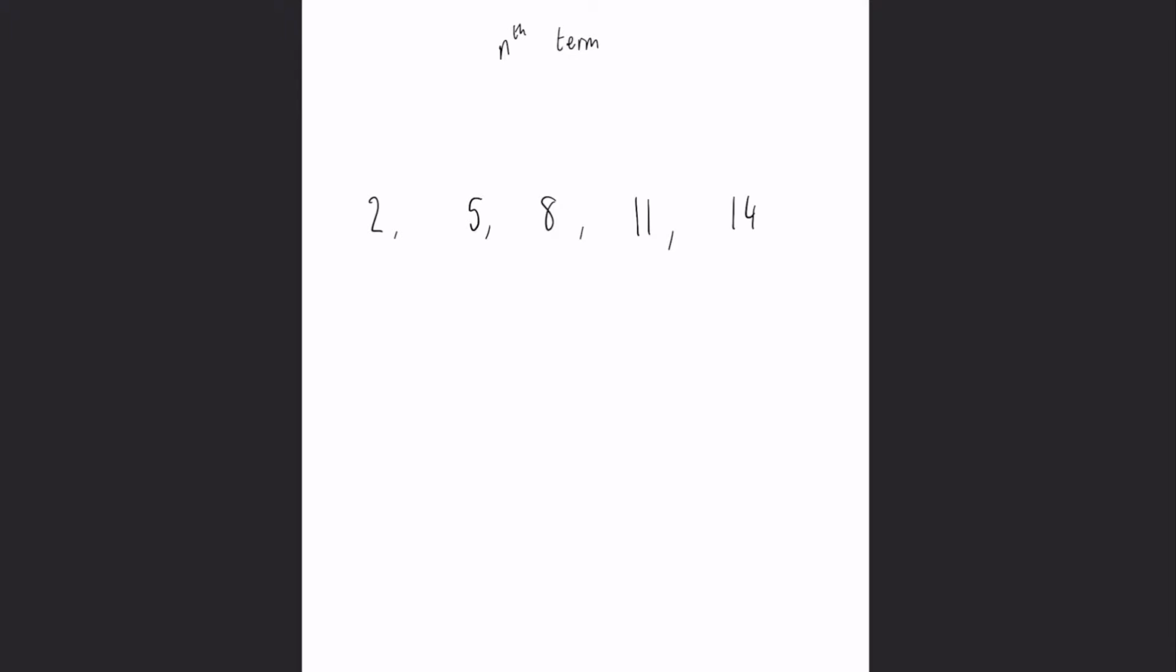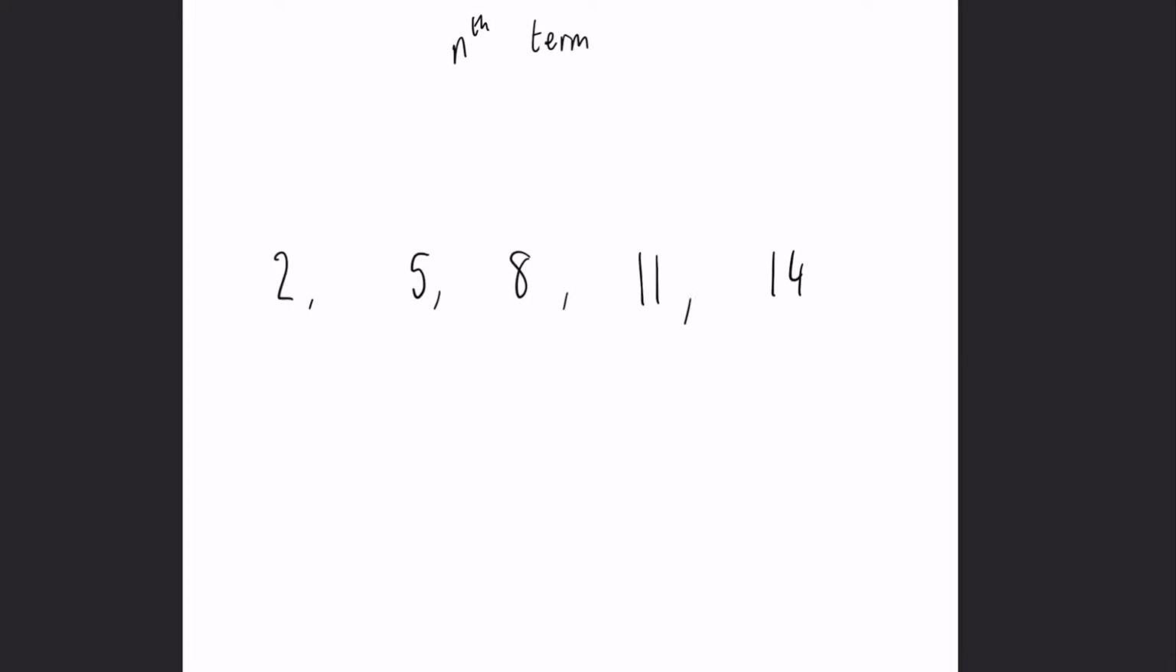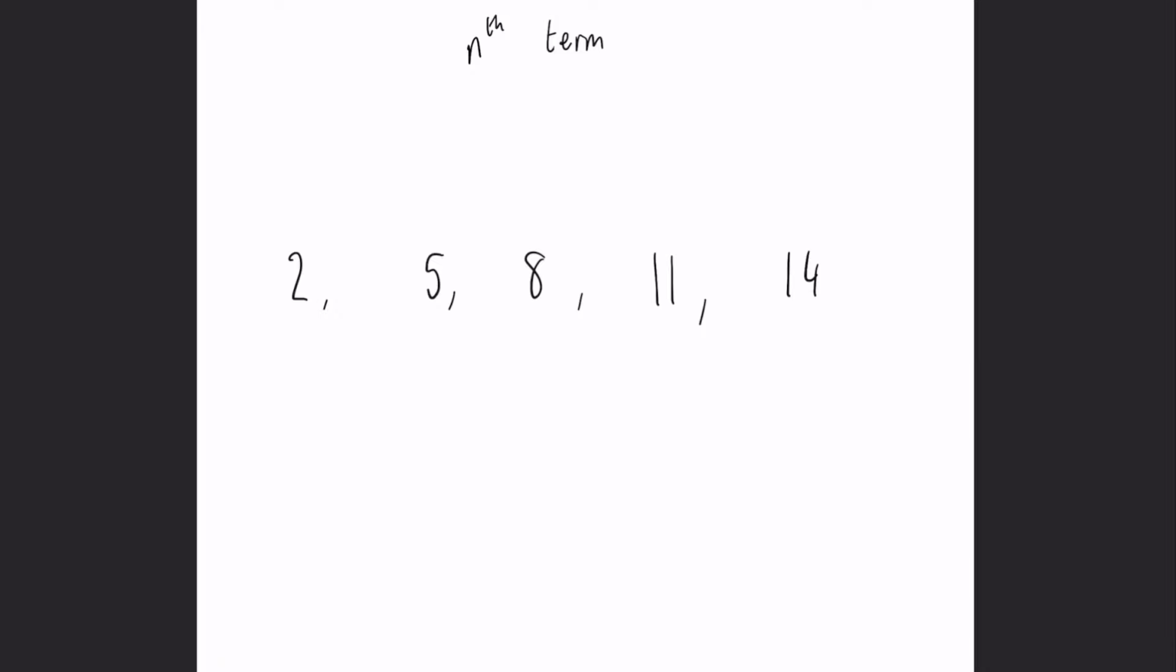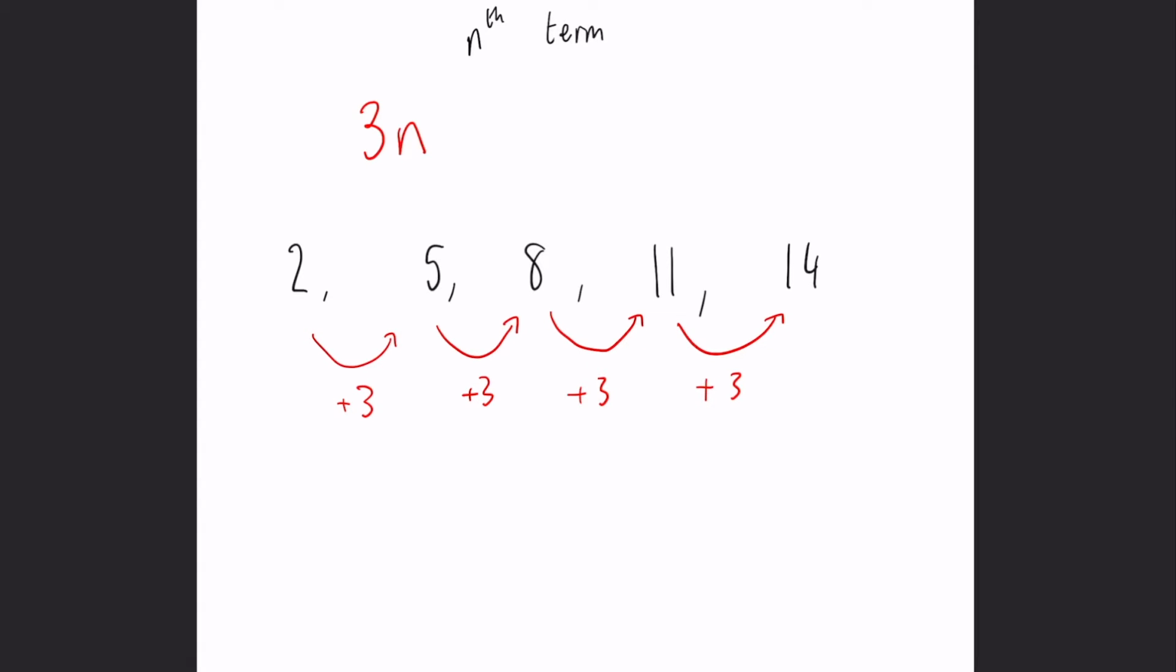So let's take this first sequence here. We have 2, 5, 8, 11 and 14. The first thing we want to do when we work out the nth term is calculate what is the difference between each term we have here. Now with not a lot of thinking you can see that each time we are adding 3. This indicates it's going to have something to do with the 3 times table. So that tells us our nth term is going to start with 3n.